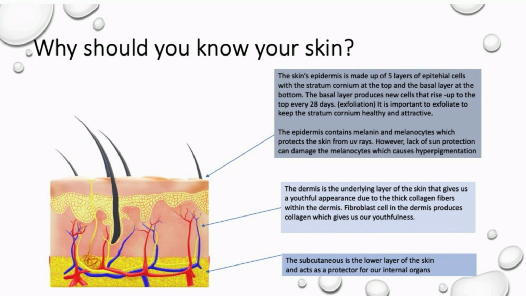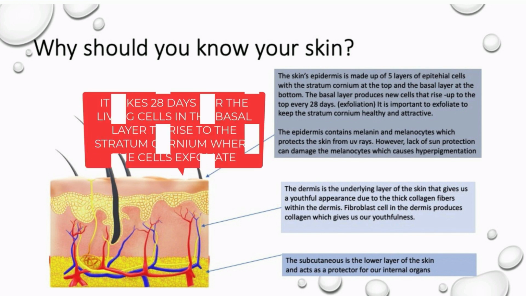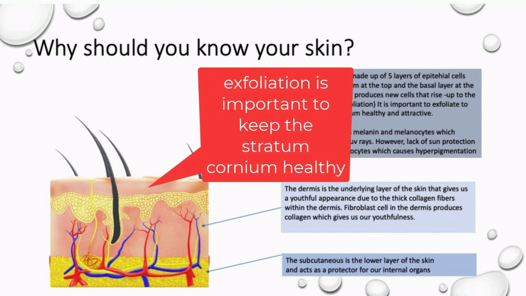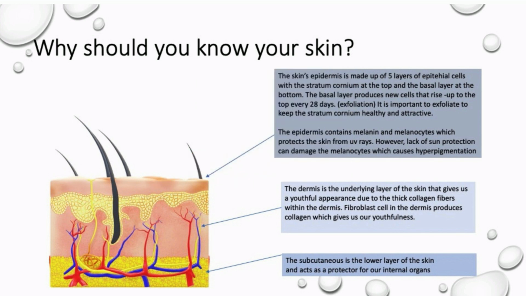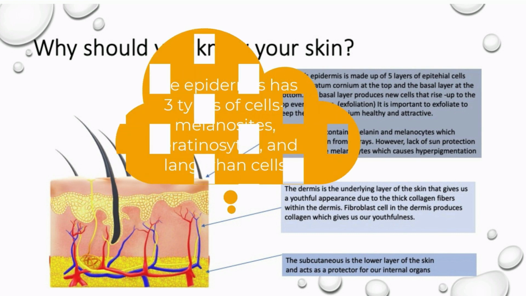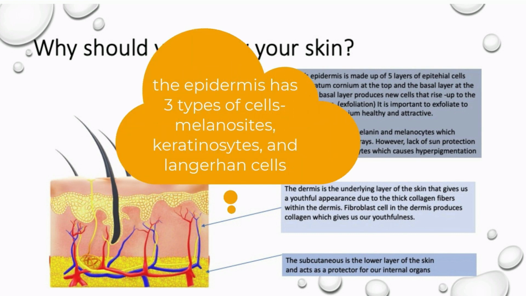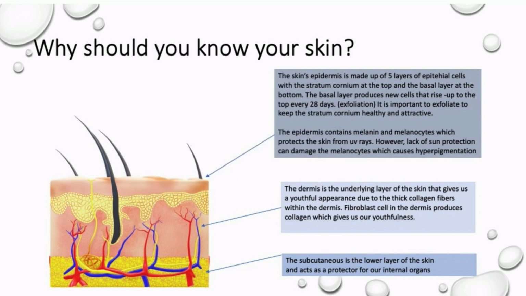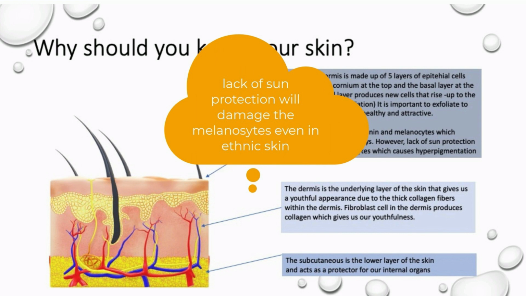In a young skin, it is quite efficient. As we get older, it is not that efficient. It is important to exfoliate to keep the stratum corneum healthy, even and attractive. The epidermis contains melanin and melanocytes, which protect the skin from UV rays. However, lack of sun protection, even in darker skin, can cause the melanocytes to get damaged, which causes hyperpigmentation.